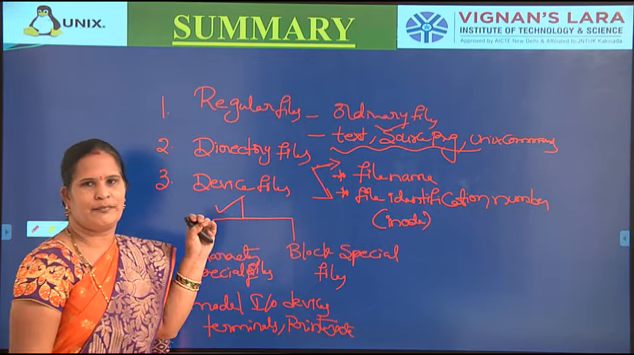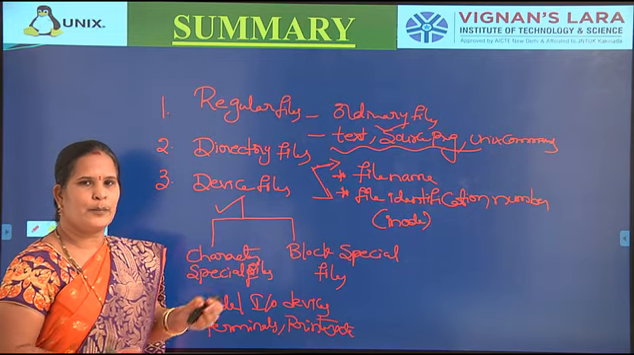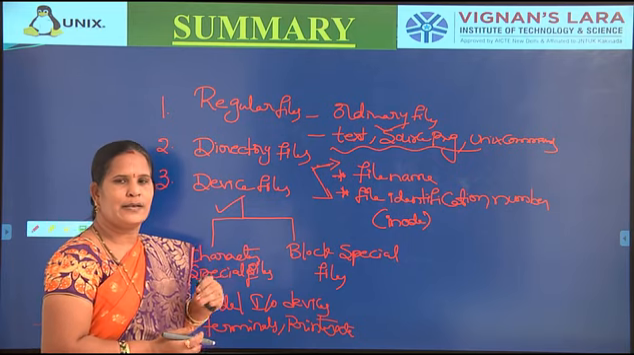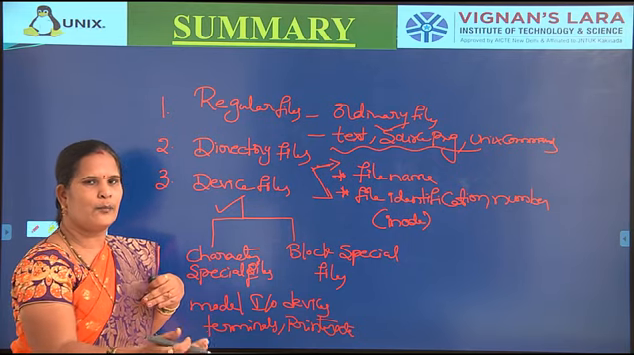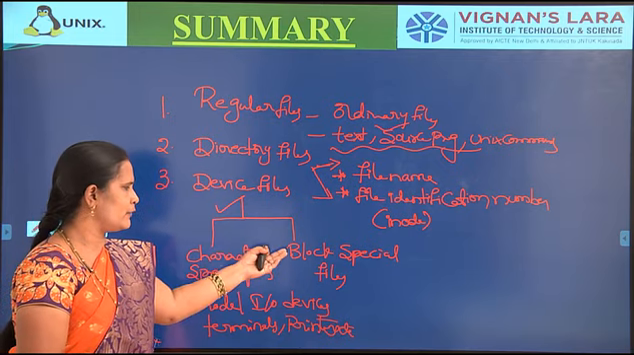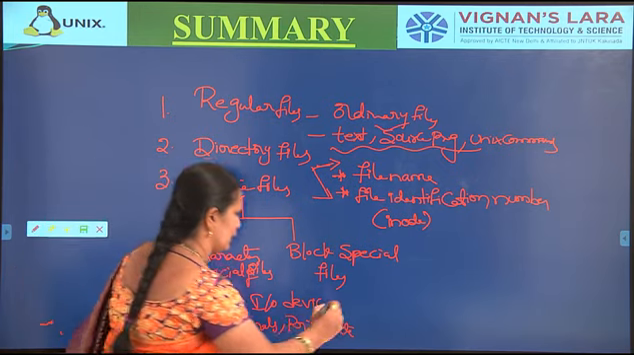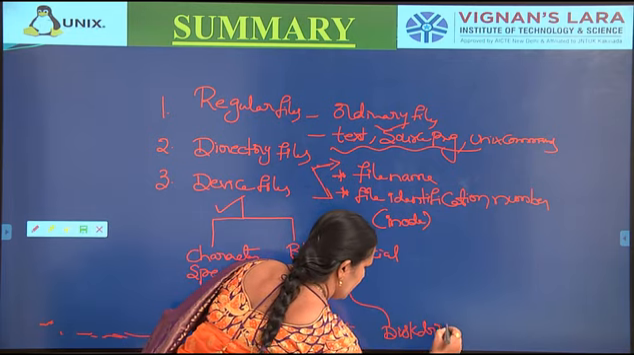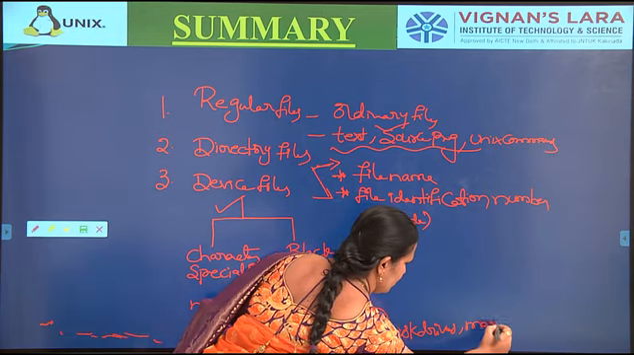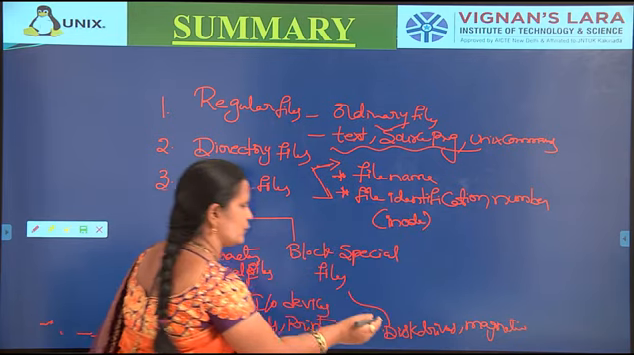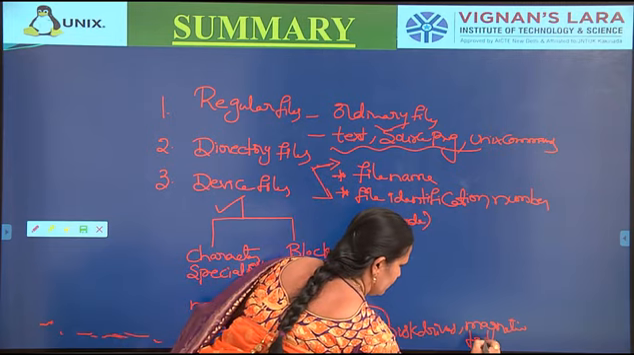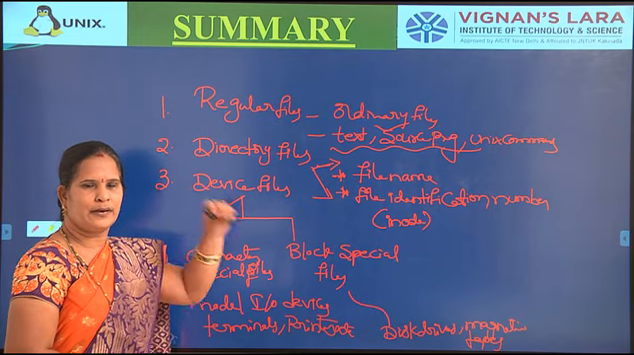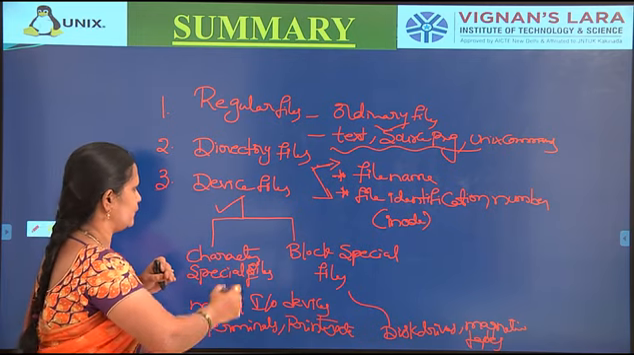Similarly, block special files. Whenever there is a need for us to read a block of data from a device, that is known as a block special file. Similarly, whenever there is a need for us to send a block of data to a device, that is also treated as a block special file. Examples: disk drives and magnetic tapes. A bulk amount of data can be stored in these devices. By using these devices, we can read the data, and similarly we can send data to a device. That is the main importance of device files.